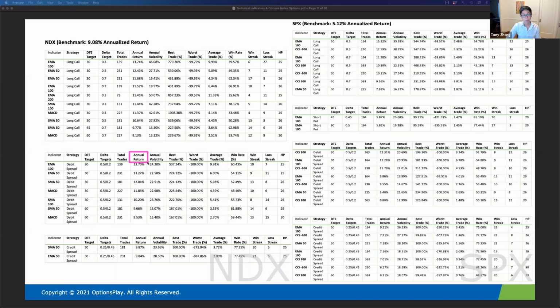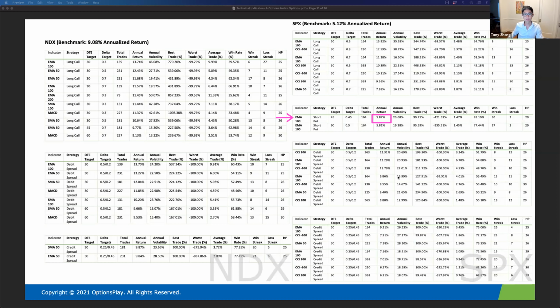Next, we want to take a look at short puts. Now, this is the only strategy where there were no short puts that beat the NDX benchmark. And again, that's because the NDX benchmark was too high, 9%. No short puts were able to generate 9% annualized return. Only on the S&P 500 were we able to beat the 5% annualized return on the S&P 500. So when we look at short puts, this is the strategy with some of the lowest annualized returns.